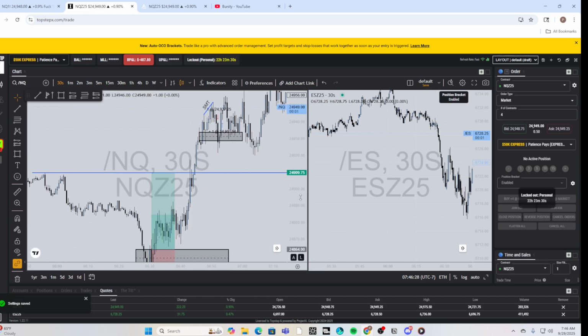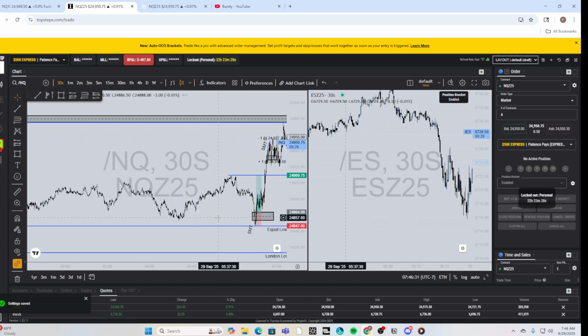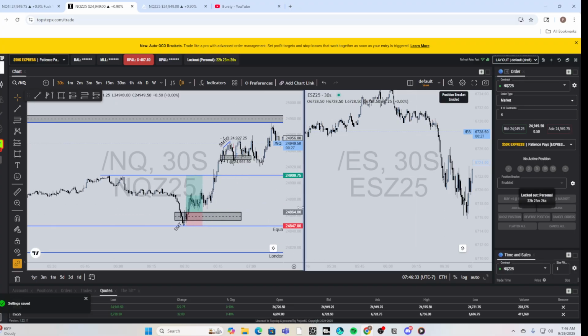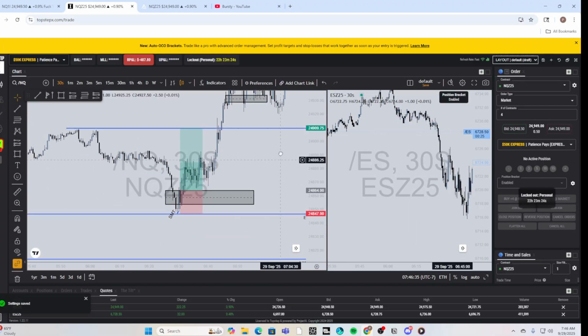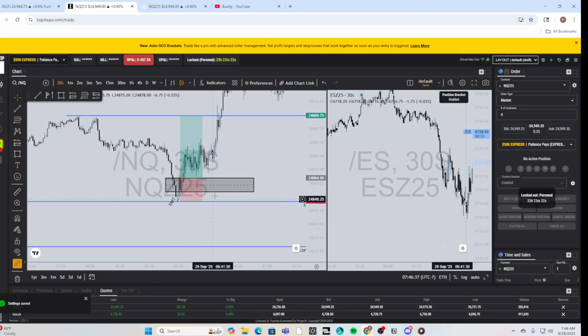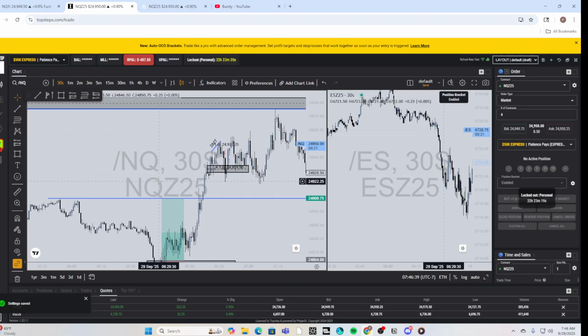Next time, if I am long biased, I'm okay with not taking a trade, because in this scenario I could have just waited for these equal lows to get swept and then looked for longs. But I'm not mad. I protected my capital, didn't tilt, followed my system, and I'm living for another day. So yeah, that's all that matters.